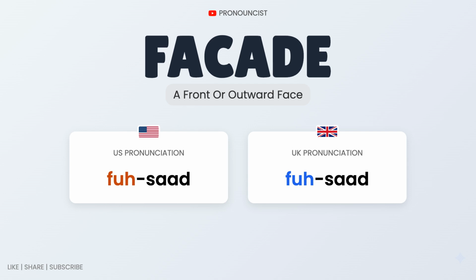Facade. Practice repeatedly and you'll soon be able to say this word perfectly. The best way to practice is to repeat the syllable multiple times. The meaning of the word is a front or outward face. Try repeating this word several times to improve your pronunciation.